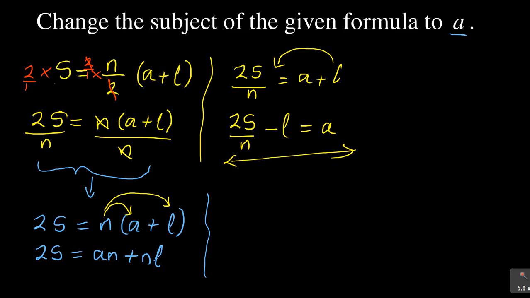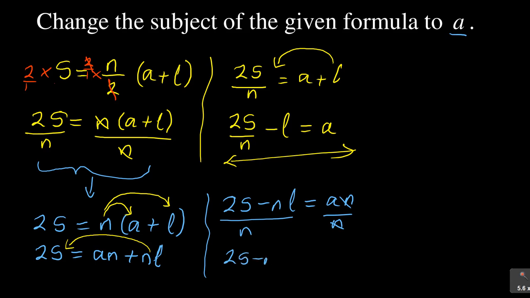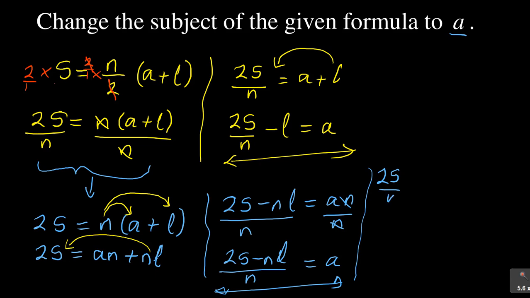When you have done that, the aim is to make a the subject of the formula. You are able to take this part of it to the other side, and when you do that, you are going to have 2s minus nl is equal to an. At this stage, you can then divide by n on both sides, and then such that you have got 2s minus nl over n is equal to a. So you can see that there were different ways of solving this particular question. You can move on to say n into 2s. So when you separate it, it will be 2s over n minus nl over n is equal to a.